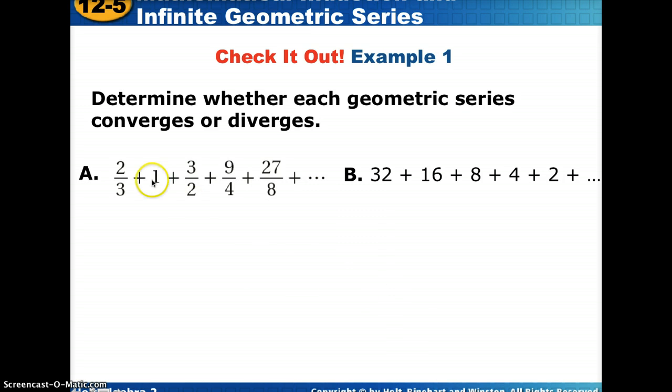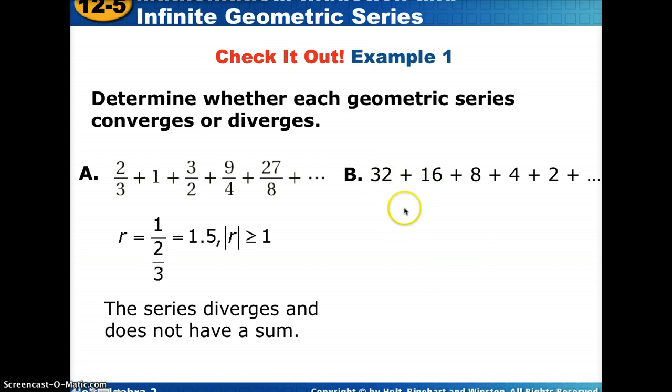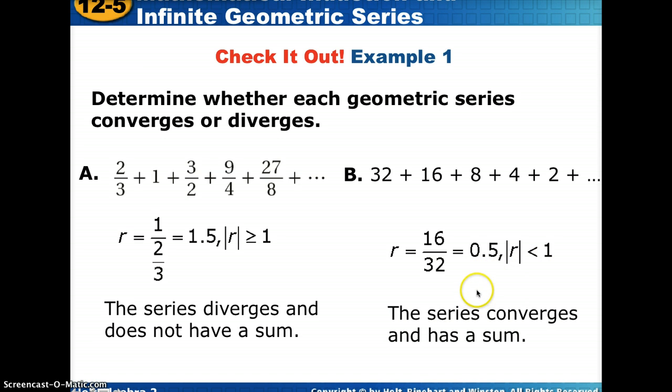Let's do another one. 1 divided by 2/3: reciprocate 2/3 and make it 3/2, which is 1.5. Well, 1.5 is larger than 1, so this pattern is going to get larger and larger, and that means it diverges. The second one, as I divide 16 by 32, I get 1/2. 1/2 is less than 1. R is less than 1, so this series converges.